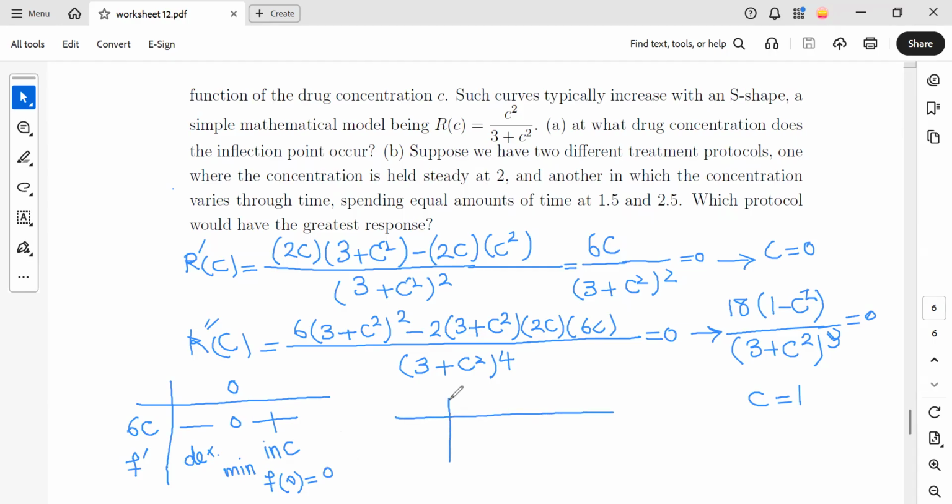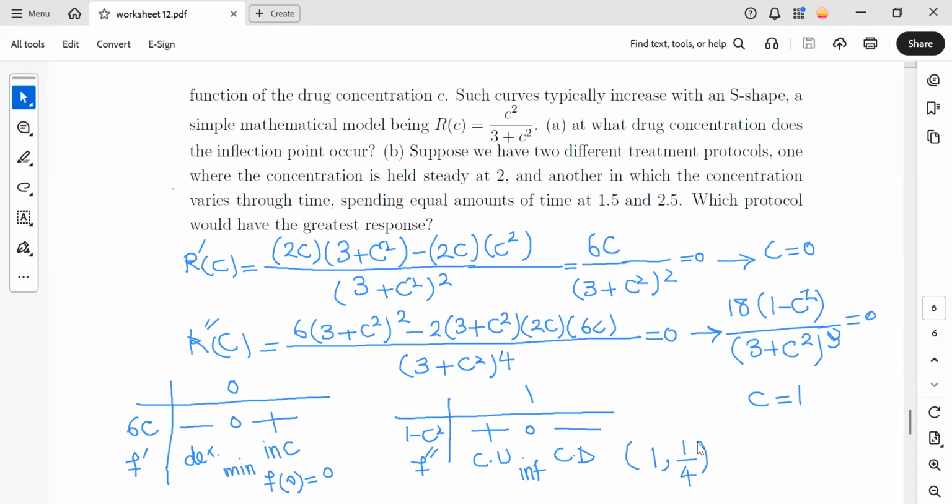And for f double prime, using the point 1 only because it cannot be negative, it will be 0, before that positive, after that negative. F double prime here is concave up, then concave down, and you have an inflection point here. The inflection point is the point 1 and 1/4.